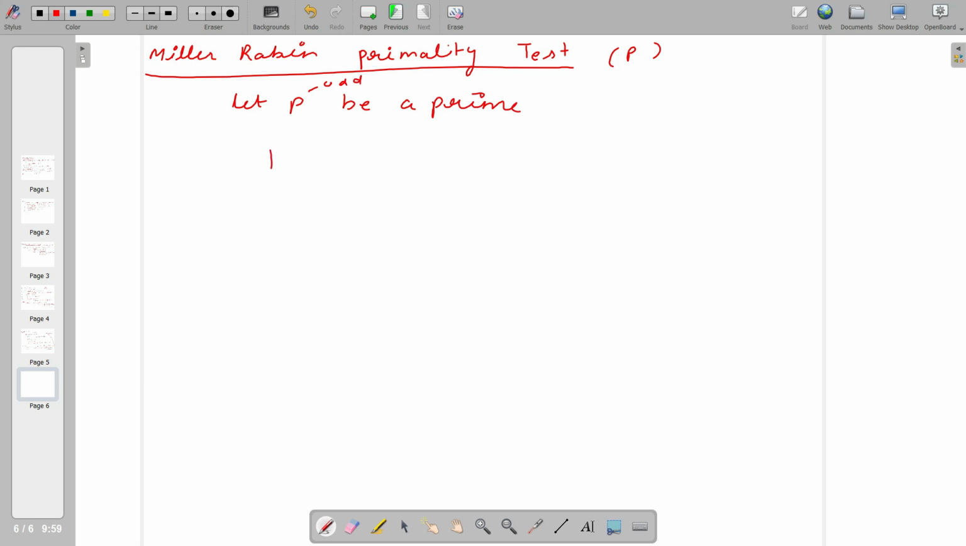So as soon as I write P minus 1, it becomes even because P is odd. Because it is an even number, it will always have a multiple of 2, with k at least 1. So P minus 1 is equal to 2 to the power k times m. Let's say this is equation number 1.